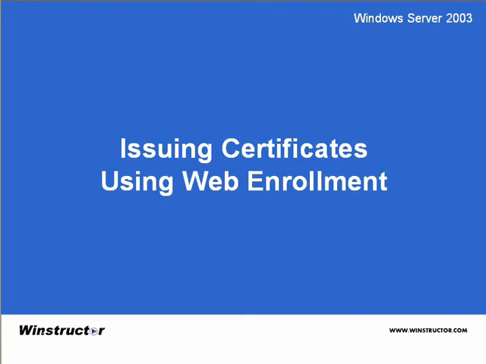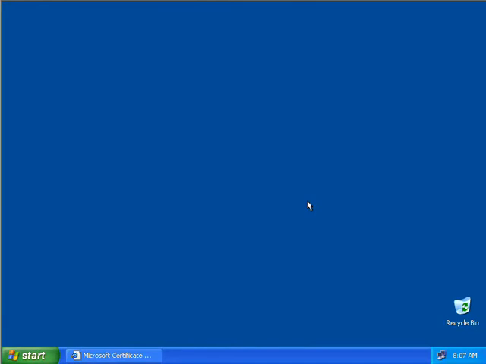Issuing certificates using web enrollment. Okay, here we have a Windows XP client. We've got a user called Bob who's logged into our issuing CA. And this is also a domain controller for the testdomain.com domain.